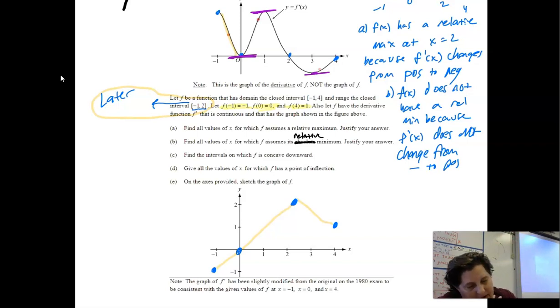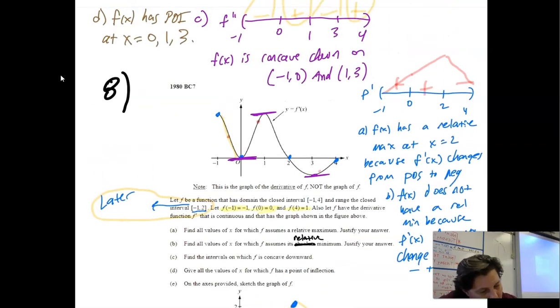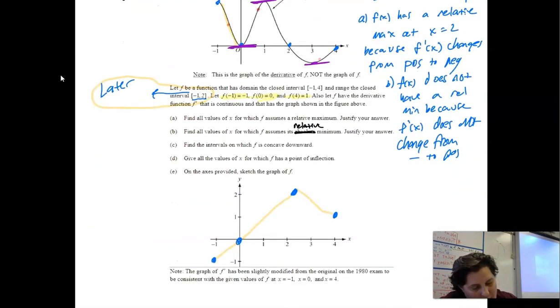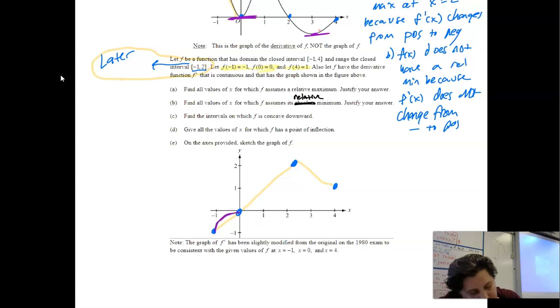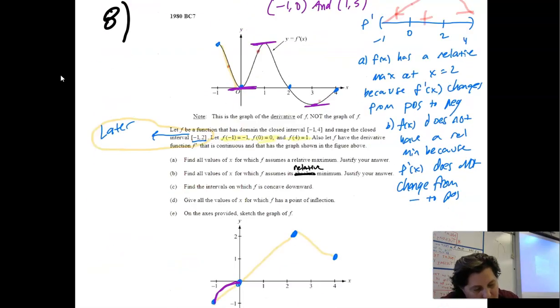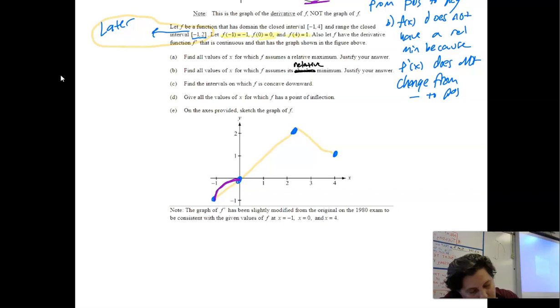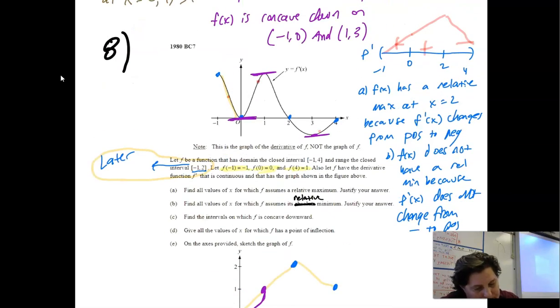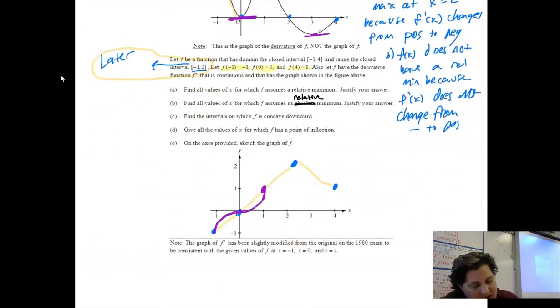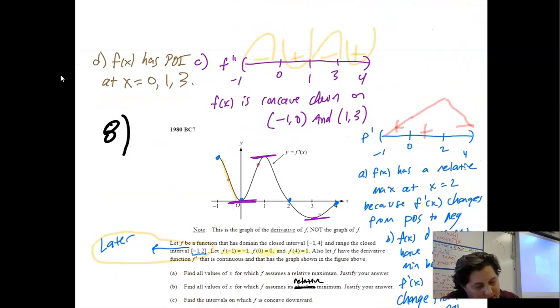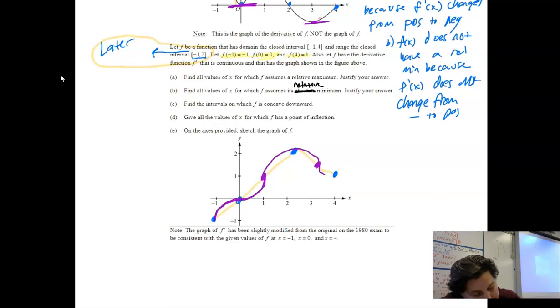Okay, and then now we're going to go ahead and draw in the concavity. Well, it's concave down here, and then it's up to 1. So I'm just going to put a point like that to here. And then it's down 1 to 3. So through there and to there, it's down all the way to 3. And then it's up 3 to 4.